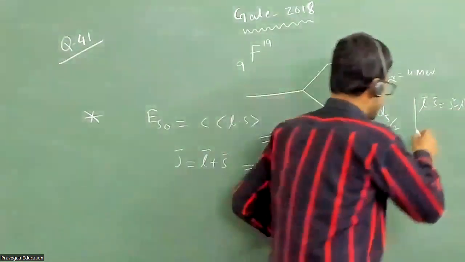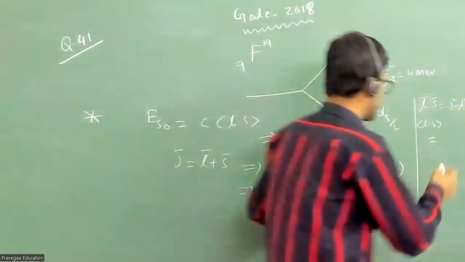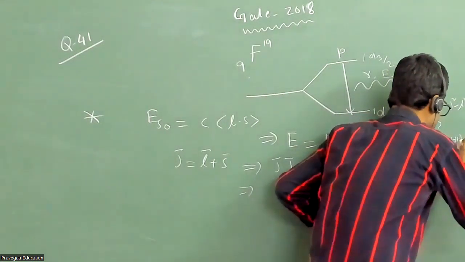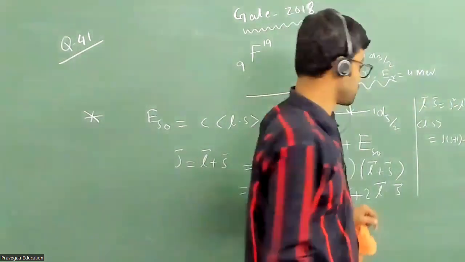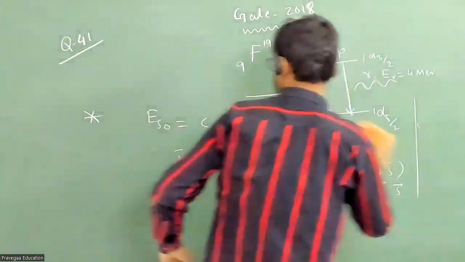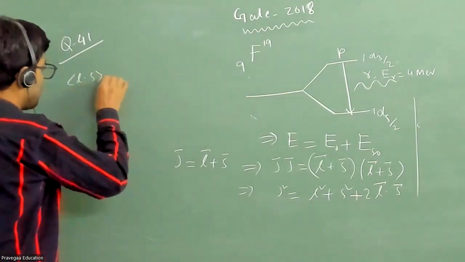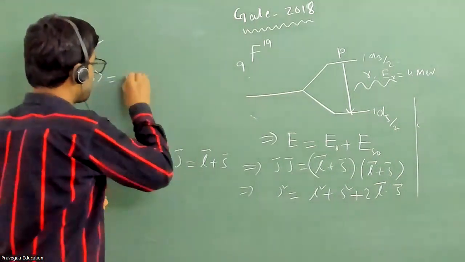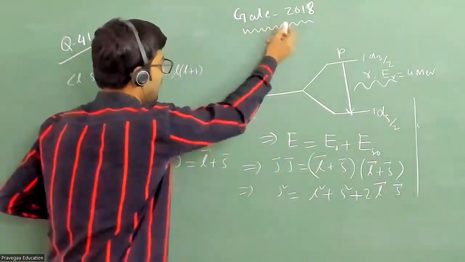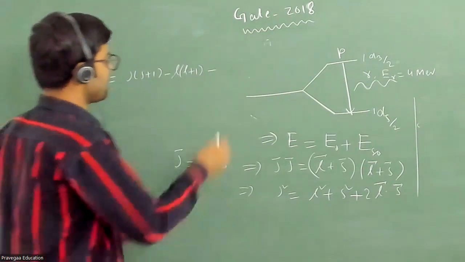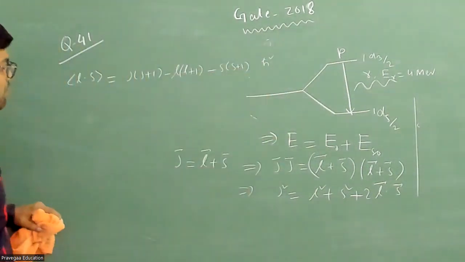So it means the expectation value of L dot S will be the expectation value of J square, that is nothing but J into J plus 1, minus the expectation value of L square, that will be L into L plus 1, and then minus the expectation value of S square, that is nothing but S into S plus 1. And we'll have H cross square, common from each term, divided by 2.